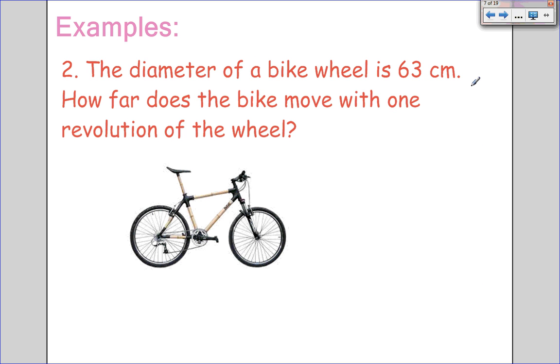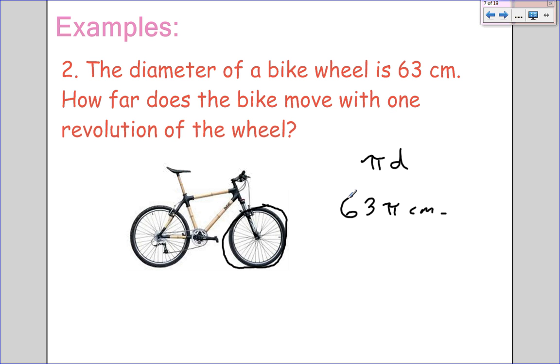So the diameter of a bike wheel is 63 centimeters. How far does the bike move with one revolution? So if you think of one revolution, it's going around once. That would be the circumference, so pi d. So it's going to be 63 pi centimeters.